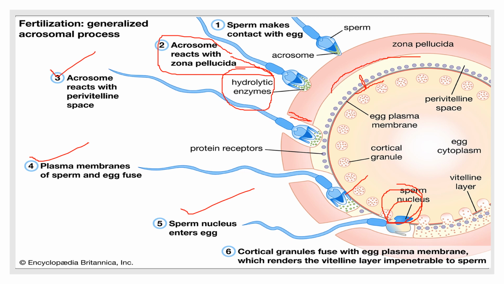Grossly, the corona radiata will be dispersed, then the sperm comes in contact with the zona pellucida, then there will be the acrosomal reaction, which facilitates penetration of the zona pellucida, and then the acrosome reacts with the perivitelline space. After that, the plasma membrane of the sperm and the egg will fuse, the sperm nucleus enters the ovum, and entry of other sperm into the ovum is prevented. So these are the steps in gross. Now we want to see the molecular detail of each of these steps.